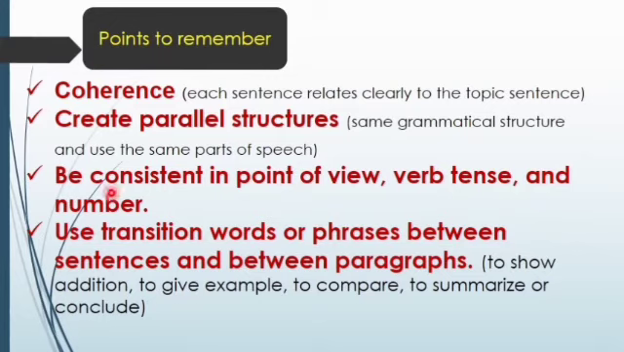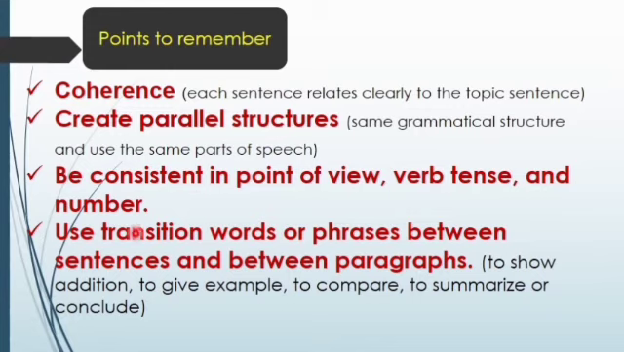The third point is be consistent in point of view, verb tense, and number. Consistency in point of view, verb tense, and number is a subtle but important aspect of coherence. If you shift from the more personal "you" to the impersonal "one," from past tense to present tense, or from "a man" to "they," for example, you make your paragraph less coherent. Such inconsistencies can also confuse your reader.